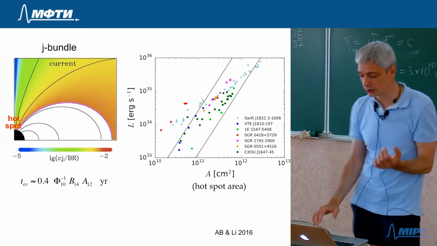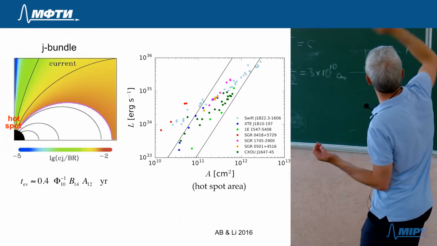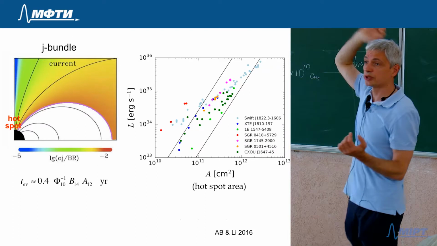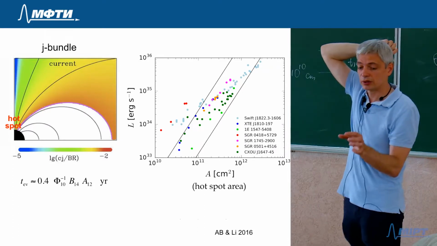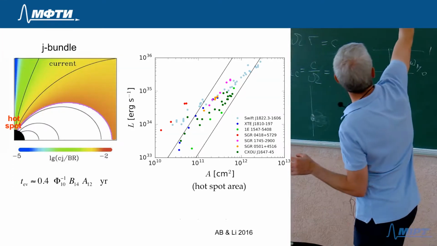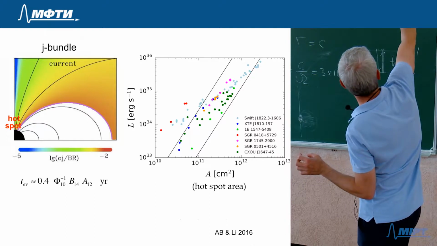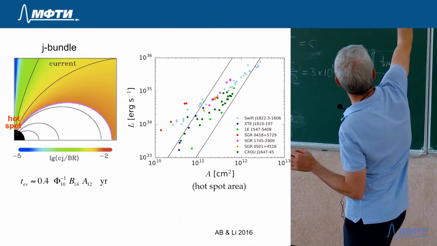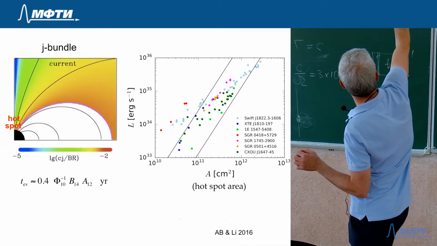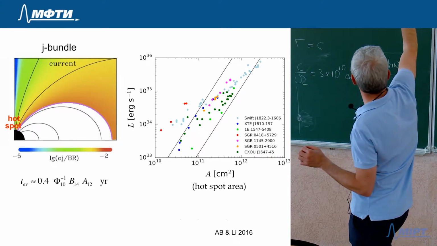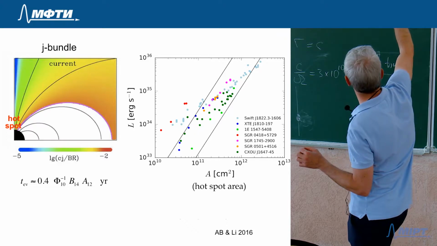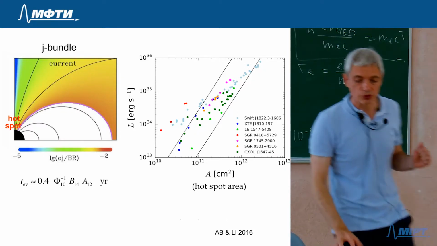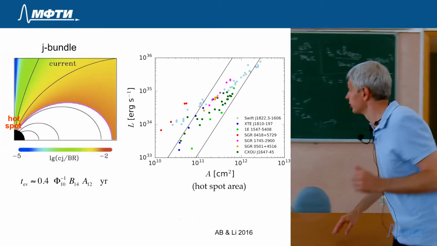So let me show this little piece of data on the right. This is luminosity versus area for hotspots that have been detected in magnetars. And as you can see, different colors mean different objects. If you look, for example, at the blue plots, that's the famous magnetar XTE J1810, a transient object, which was also observed as a radio pulsar. That's the first magnetar that was detected as a radio pulsar.